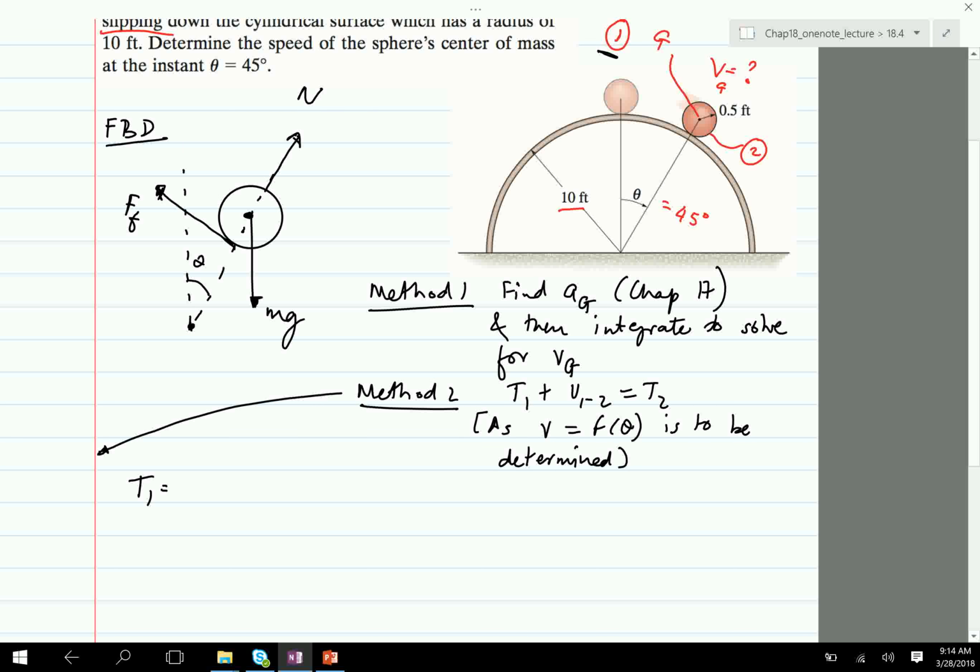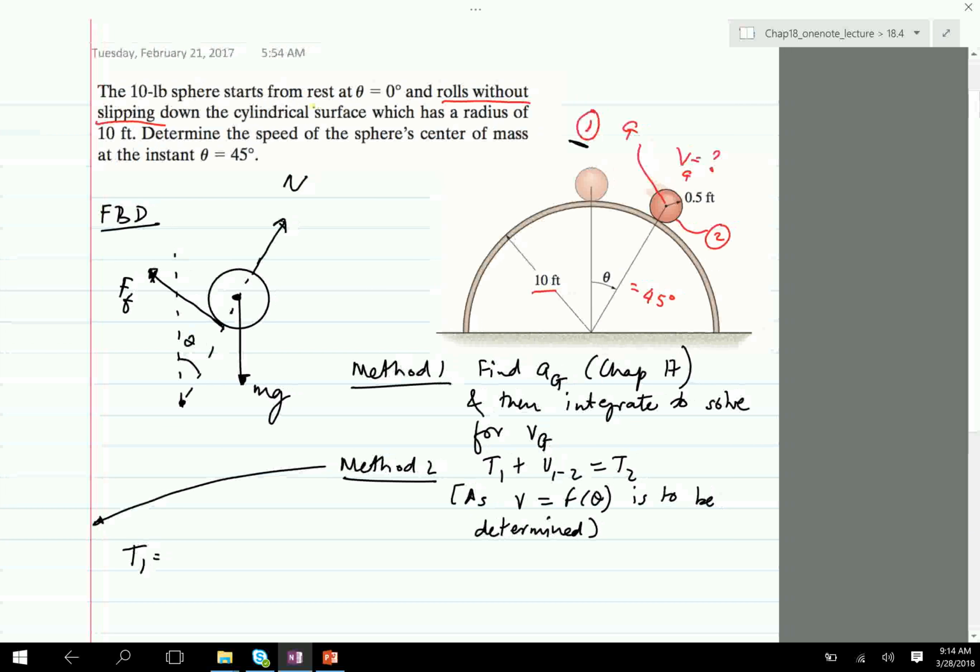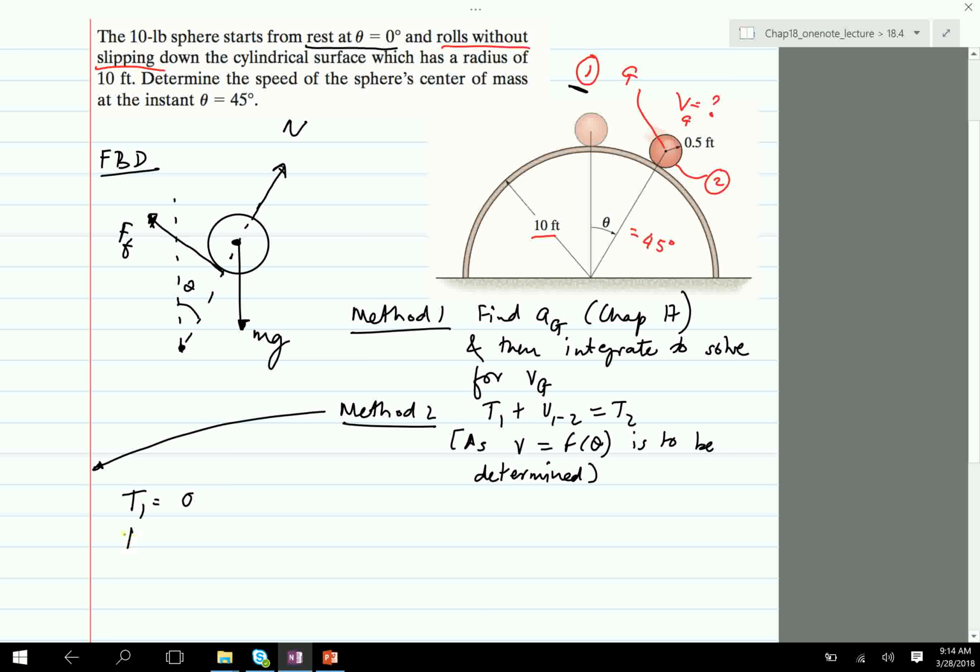So what's the initial kinetic energy? From rest, so it's 0. What's the final kinetic energy? What's the energy expression for a rigid body which is rolling? This is general planar motion, so it has to be half m vG squared plus half I G omega squared, right?